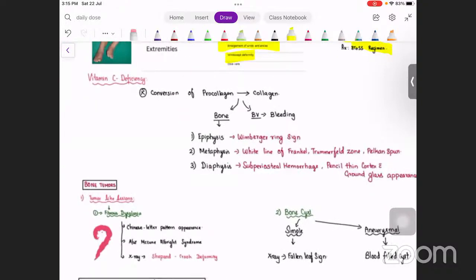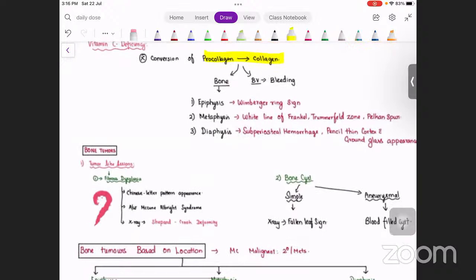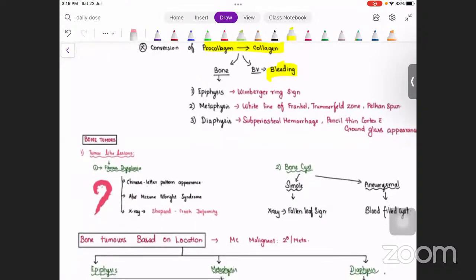Then you have vitamin C deficiency. Lack of conversion of procollagen to collagen results in the vitamin C defect. There are two types of deformities you may see: one in the bone, another in the blood vessel. In the blood vessel, you may see a bleeding disorder, while in the bone epiphysis, you might see the Wimberger ring sign, another classical important MCQ.